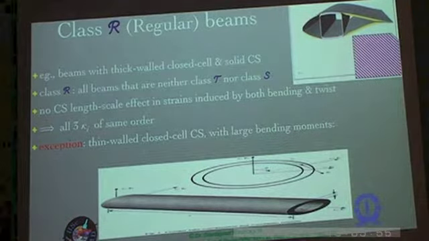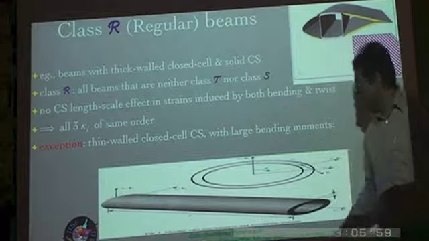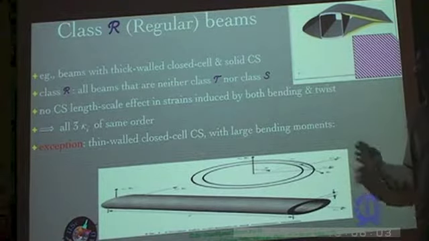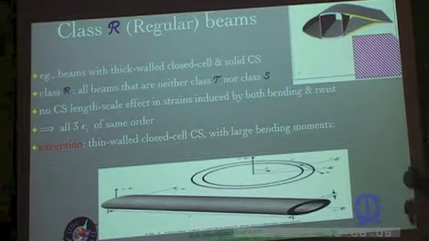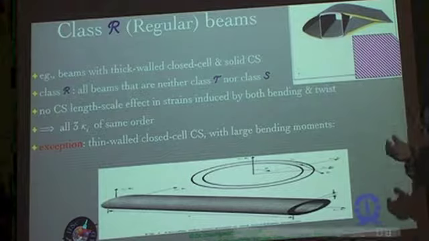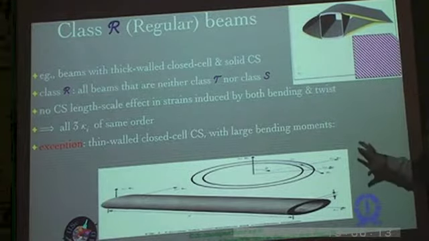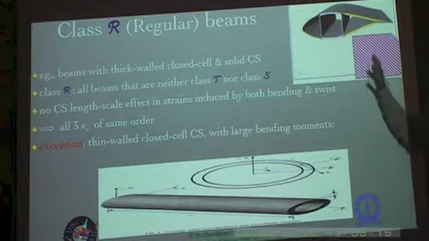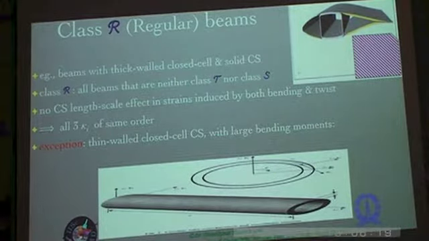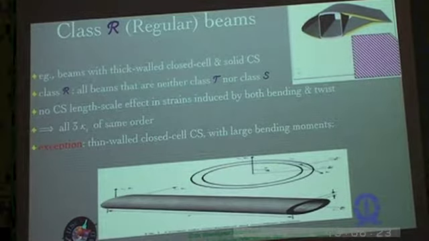So the exception, of course, as I mentioned, is the thin-walled closed cell cross-section. Need not necessarily be circular, but any other shape as well, elliptic, whatever, or even box beam for that matter, as long as the walls are thin. Then the brazier effect comes into picture, especially when they have large bending moments. The non-linearity with respect to that has to be taken into account. Otherwise, these are the easiest beams to deal with because no non-linearity, no effect associated with restrained warping.